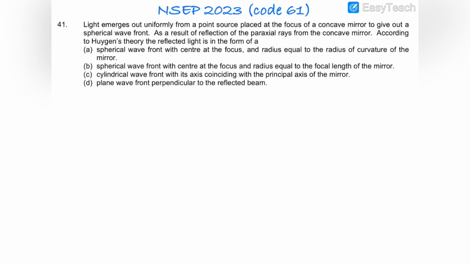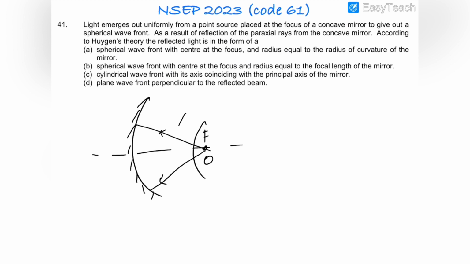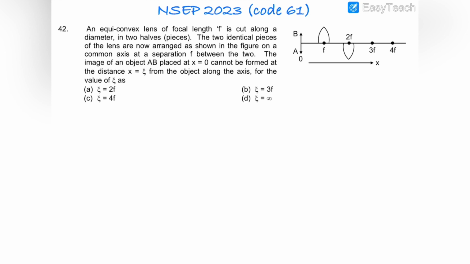In this question, there is a concave mirror whose focus has an object, and a spherical wavefront is emerging out from this object like that. These two equal parts are now arranged as shown in the figure, and they are separated by a distance of f. Now there is an object AB which is kept at a distance of f from the first one, and its position is x equal to 0. The position of this lens is x equal to f, the position of this lens is x equal to 2f, the position of this point is 3f, and this point is 4f. So we have to find the value of x at which the image would not be formed.